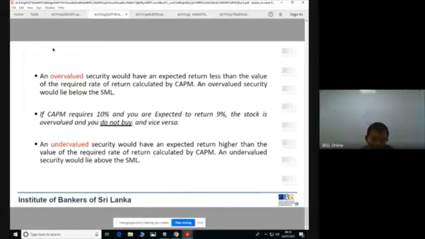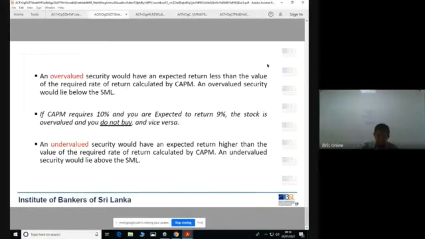Now for a particular company, there is a cost of capital, cost of equity, cost of debt. So CAPM calculates the required rate of return for a company. If the CAPM requires 10% and you are expected to return 9%, now say you need 10%. But how much does this instrument give? 9%. Expected return 9. Do you buy?